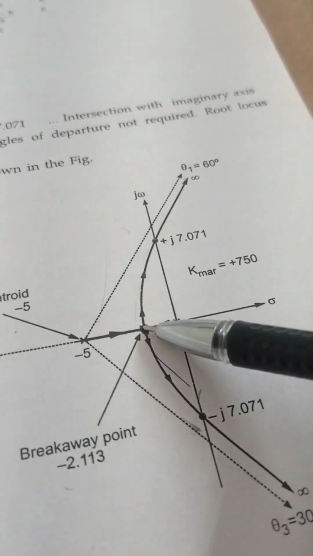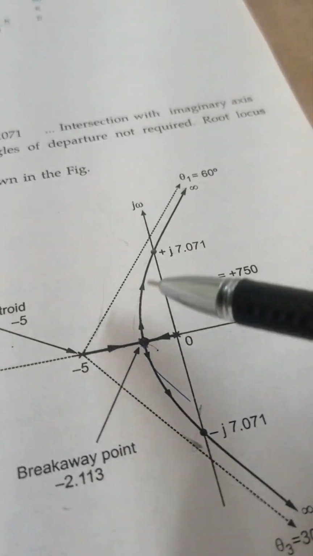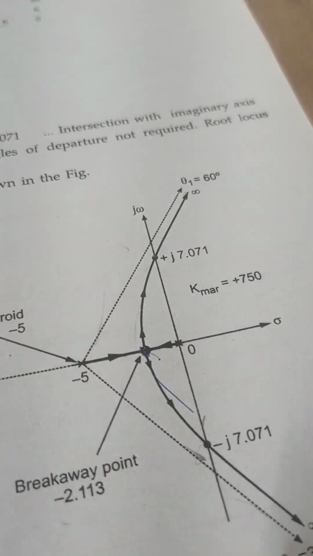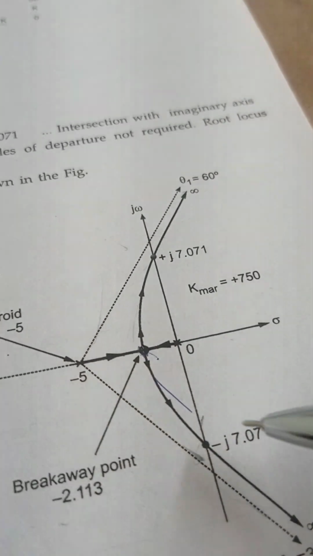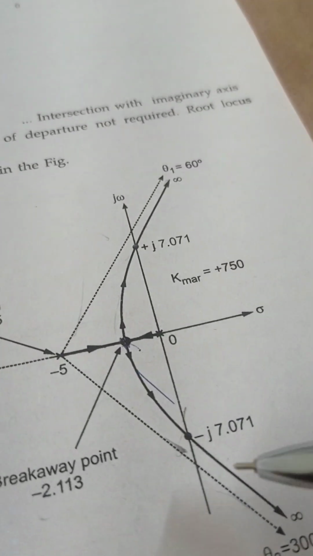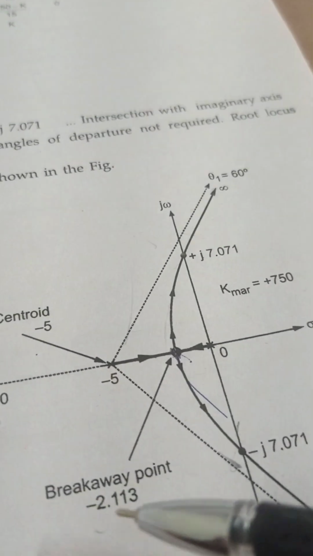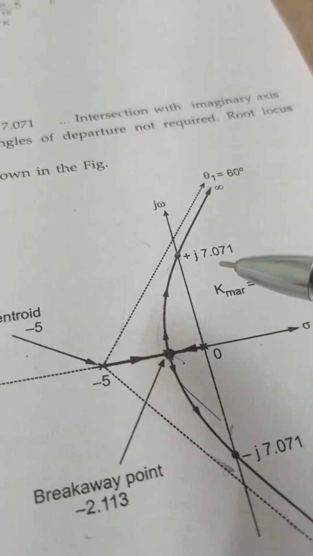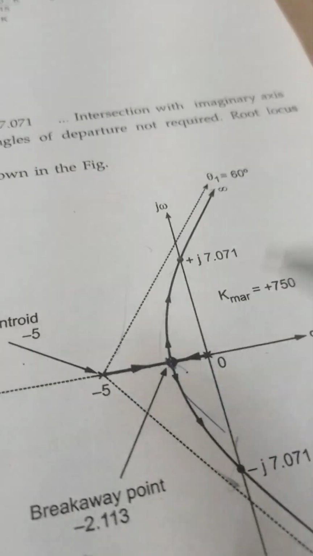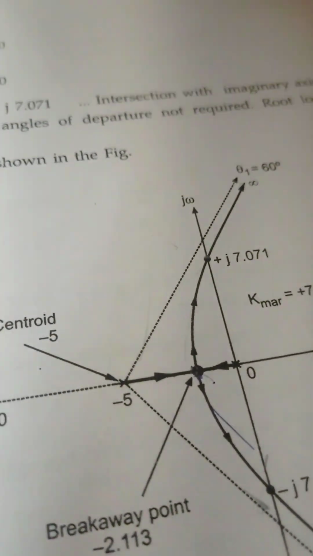Therefore take one point here, take one point here, and draw the graph like this. You will get the root locus diagram. This is the k marginal value of the root locus diagram. Here is minus j 7.071, the breakaway point at minus 2.113, and plus j 7.071, like this. This is one more root locus diagram related to the given expression.